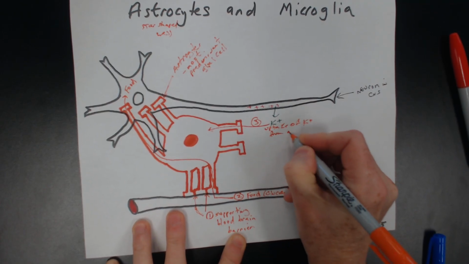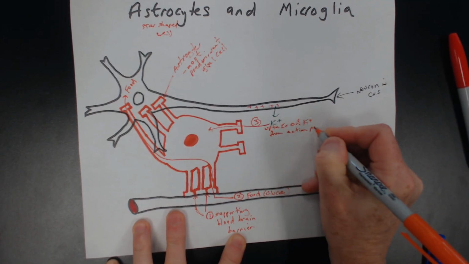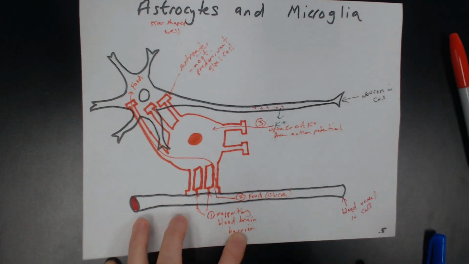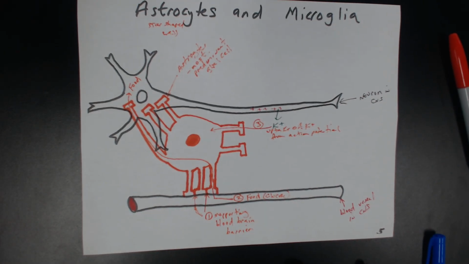From action potential. So extra potassium in extracellular space. You don't really want that there, so the astrocyte's going to help keep that environment more neutral.